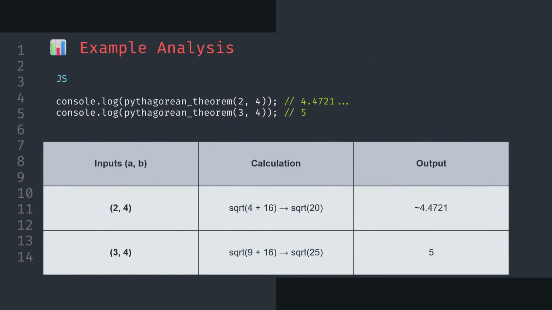Let's look at two examples in detail. For 2 and 4, we square both to get 4 and 16, sum them to 20, and then the square root gives us 4.47. For 3 and 4, we get 9 and 16, sum to 25, and square root gives exactly 5. This shows how the formula works precisely with any valid inputs.